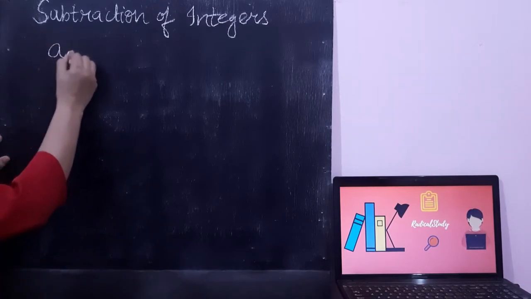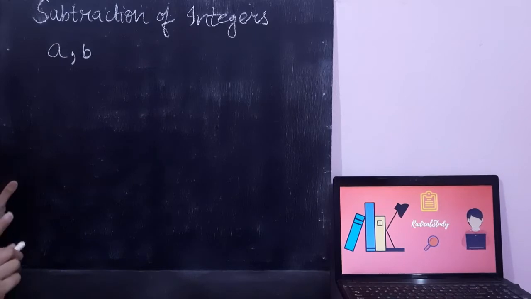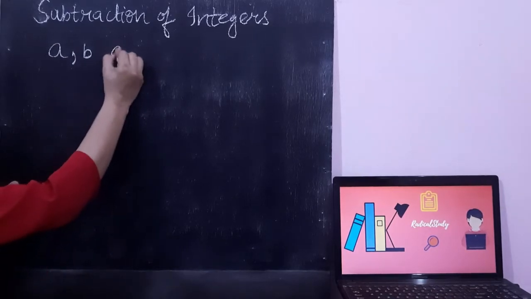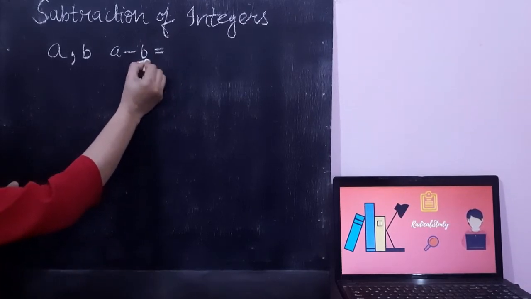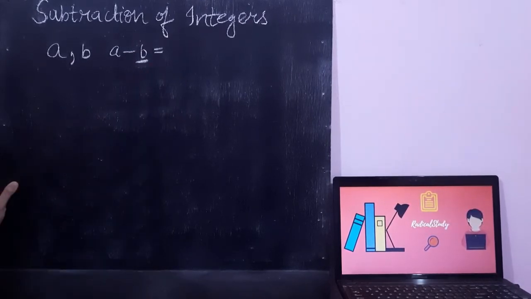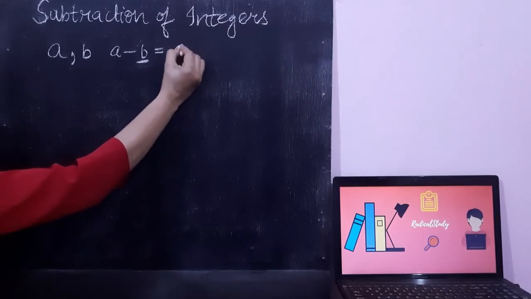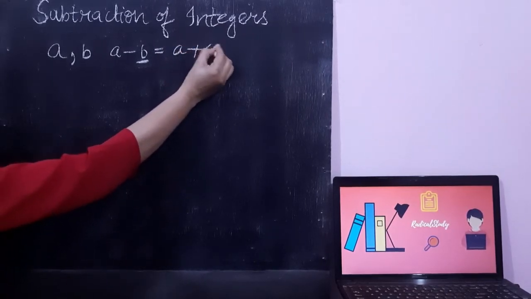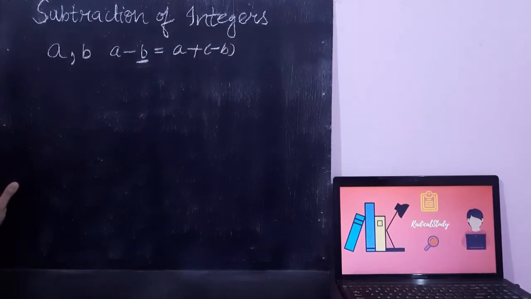If there are two integers a and b, for any integer a and b, if we have to subtract them, that is a minus b, what do we have to do? Minus b is the additive inverse of what? Minus b is the additive inverse of plus b. So can we write it like this: a plus minus b. This is how we subtract the integers.